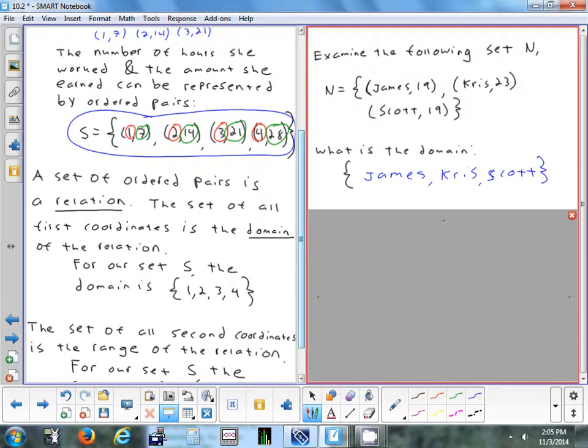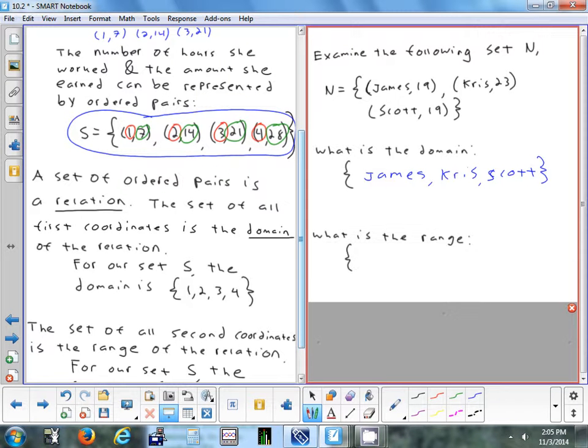Okay. Yep, those are your domain. James, Chris, and Scott. Why is it Chris? Just how it was spelled.